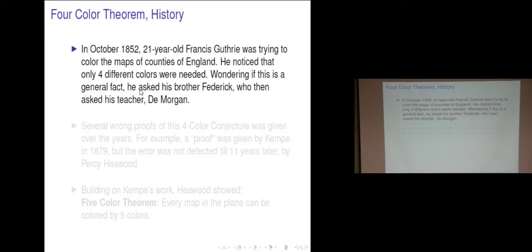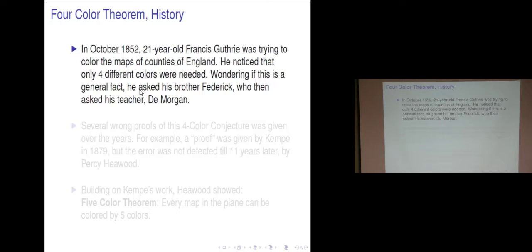So now we are looking at something more interesting and more mathematical, even philosophical. Here we are talking about something called the four-color theorem. There's some history here. It has a relatively long history, right? It goes back to 1852.